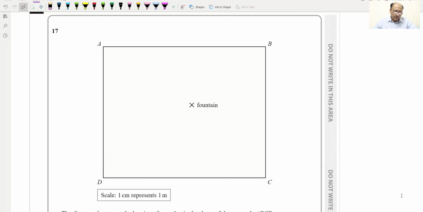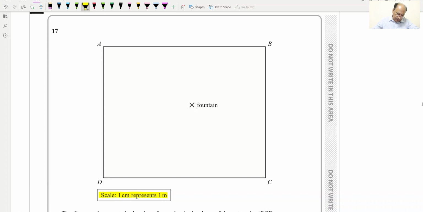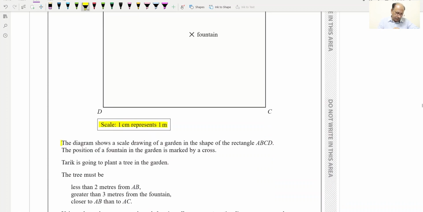Now this is question number 17. Diagram is provided, which is an accurate drawing. Scale is provided, 1 centimeter represents 1 meter, and the description of the question is: the diagram shows a scale drawing of a garden in the shape of the rectangle ABCD. Position of a fountain in the garden is marked by a cross. So this is the fountain location. Tariq is going to plant a tree in the garden. The tree must be less than 2 meters from AB. So from AB it should be less than 2 meters.